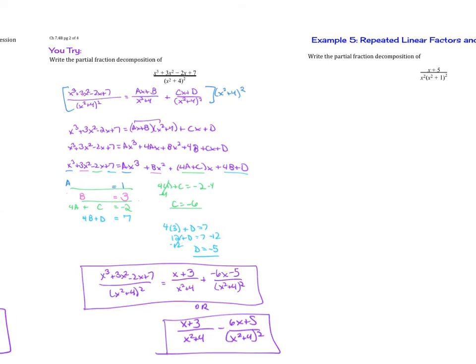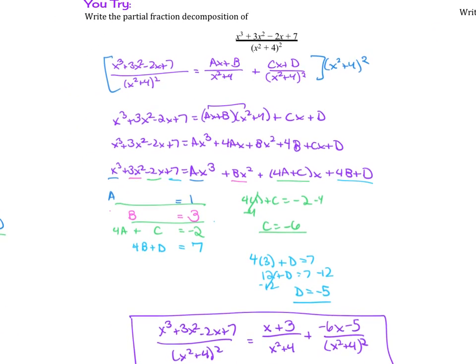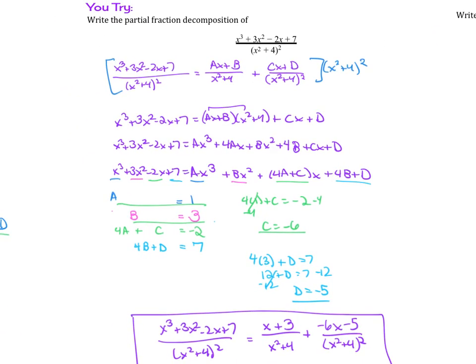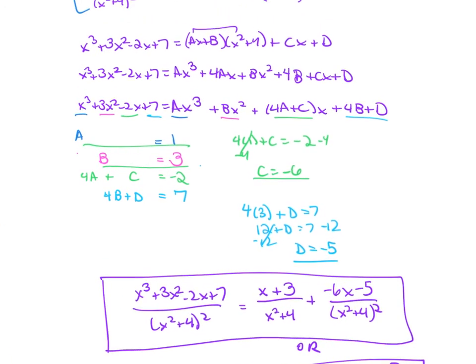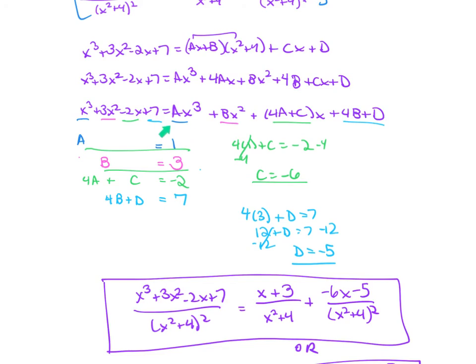Okay, so trying this out, you should have written the form of the partial fraction decomposition as (ax plus b) over x squared plus 4, plus (cx plus d) over (x squared plus 4) squared. Then in your polynomial form, you should have ax cubed plus bx squared plus (4a plus c)x plus (4b plus d). Then you write your system. a equals 1, b is 3, 4a plus c equals -2, and 4b plus d equals 7. Then you can find that c is negative 6, d is negative 5.